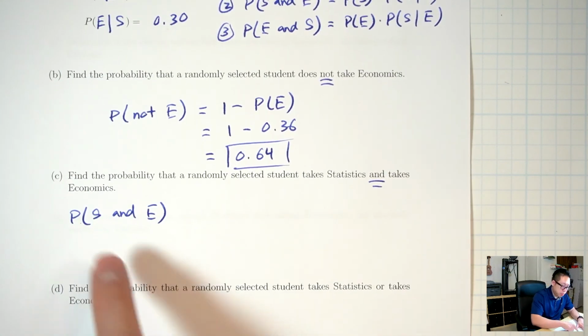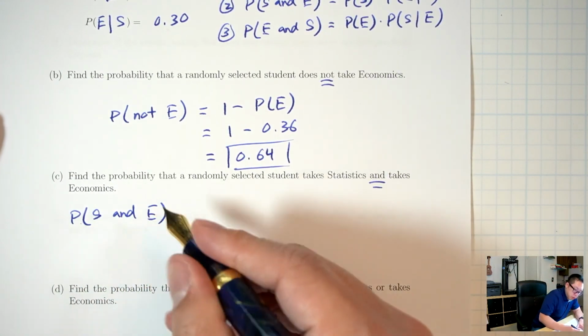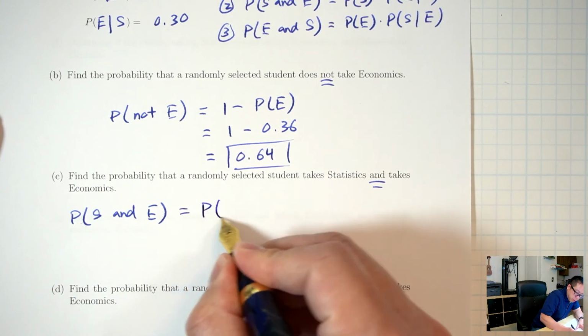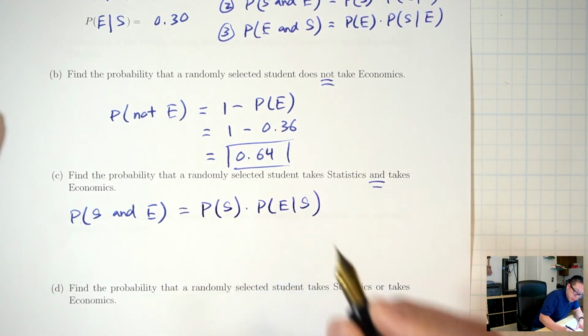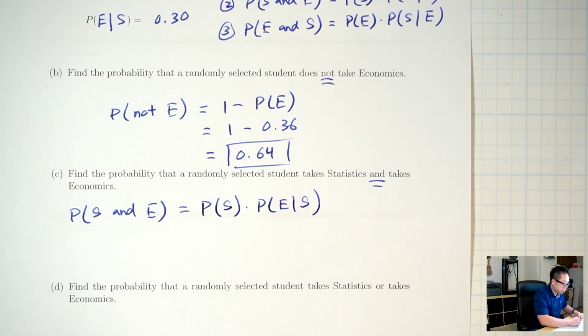So let me rewrite it. So probability of S and E is equal to probability of S times the probability of E given S. And then fill in the things that you know.